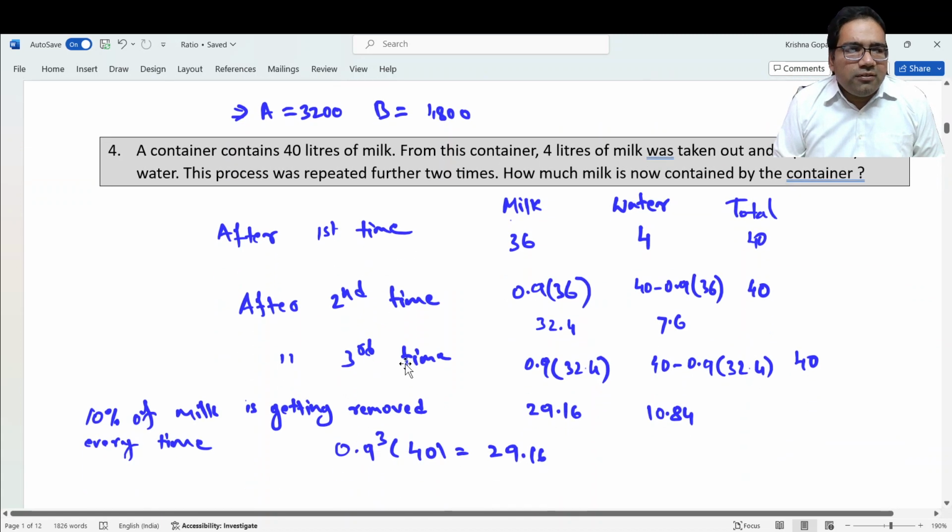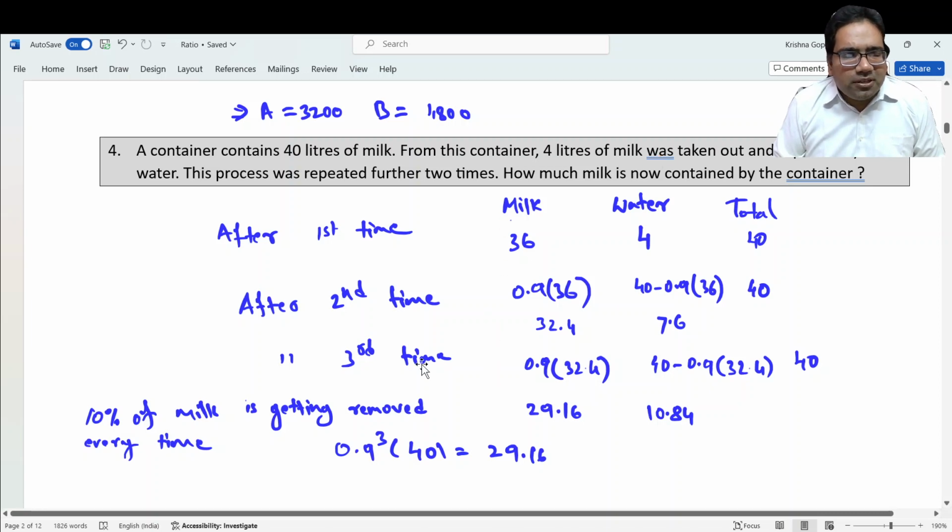Total will be 40. Now if we do it one more time for the third, again 10% of this and 10% of this will get removed, because total 10% has to be removed. Total 40, 10% is 4. Then what that means? 90% of this 32.4 will be left, which is 29.16, and 40 minus 29.16 is 10.84. So after the third time, 29.16 liters of milk will be left, and 10.84 liters of water will be there. Okay, this is the answer.